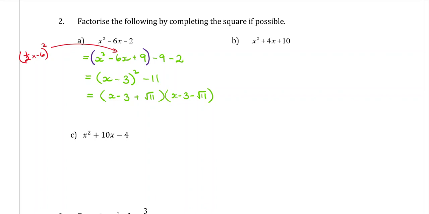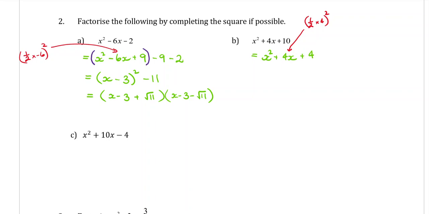Let's see if we can do that again for part B. So let's follow the same process. What we do is we start with the first 2 terms, x squared plus 4x. I need to find the number that makes the perfect square. So I take the 4, I want to find half of 4, and whatever that is, I need to square it. So half of 4 is 2. 2 squared is 4 again. So I'm going to add 4.